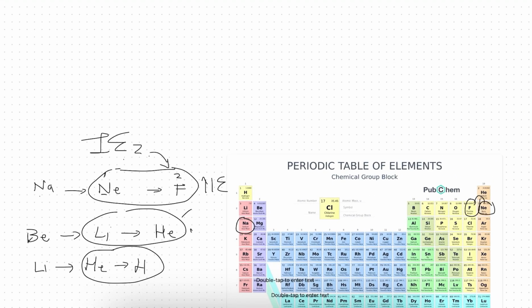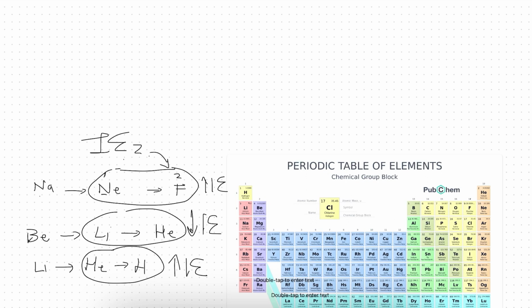Lithium, next example, lithium going to helium is an alkaline going to a noble gas, which is very easy. So it will be a low ionization energy. And helium going to hydrogen is a noble gas going to lose one electron, and that has a very high ionization energy. But which one, sodium or lithium? Which one's going to give us a higher ionization energy?